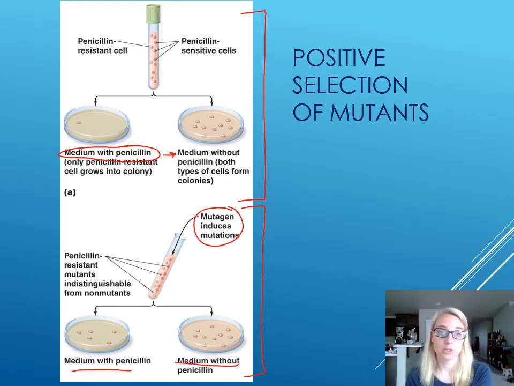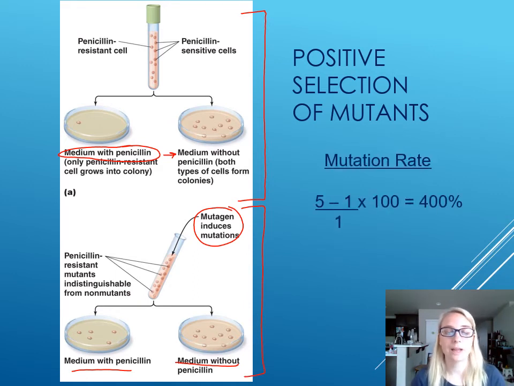So everybody's going to grow on the plate without, because that's just our control plate. And then taking a look at the one that has the penicillin of the bacteria that are exposed to the mutagen, we have 5 colonies. And so what does that mean? Well, it makes it clear that the mutagen, whatever you added to your test tube, induces cells to go through mutation, and they just happen to mutate the gene that allows them to be resistant to penicillin. There's probably mutations elsewhere, but that's not the test we're running.